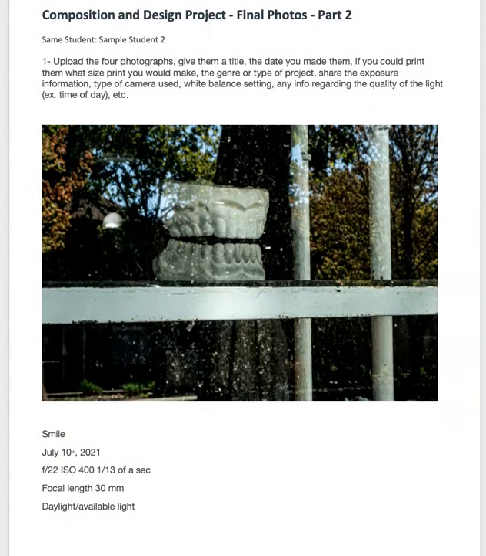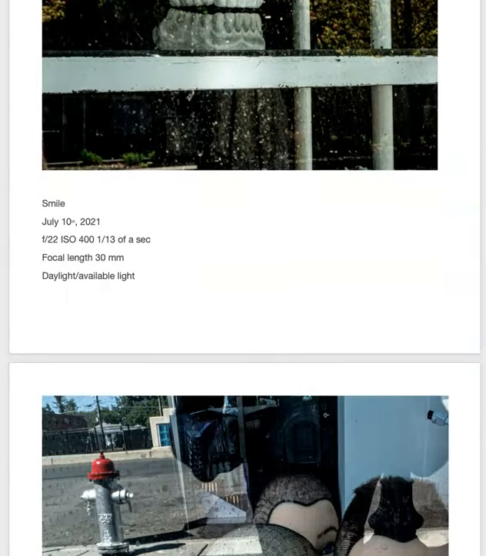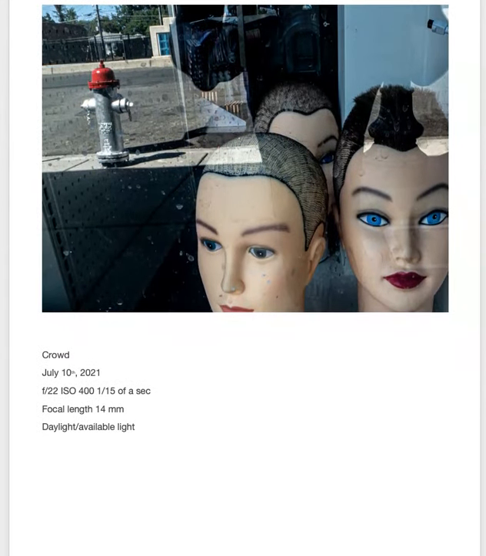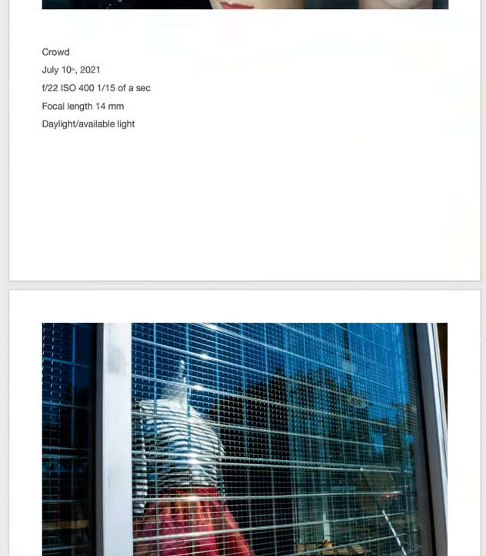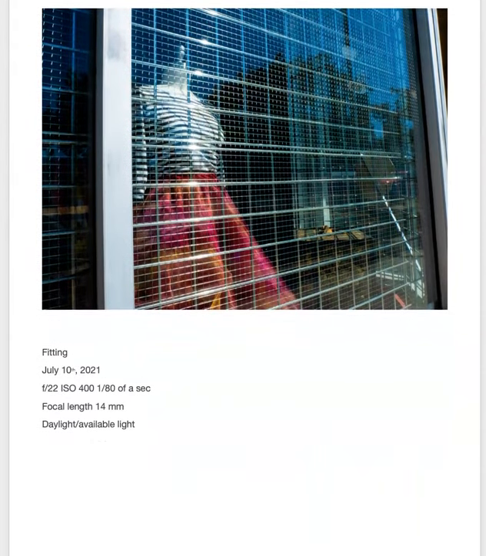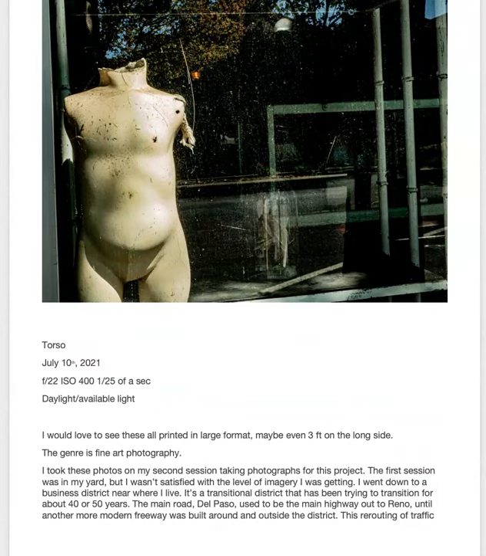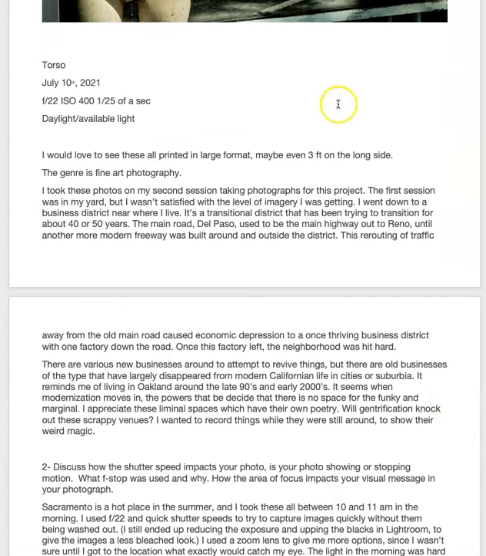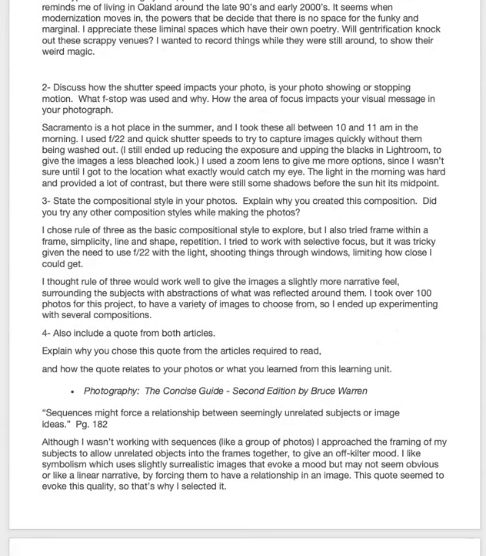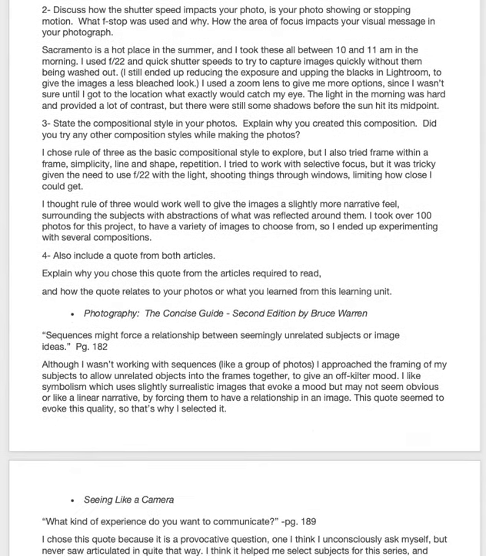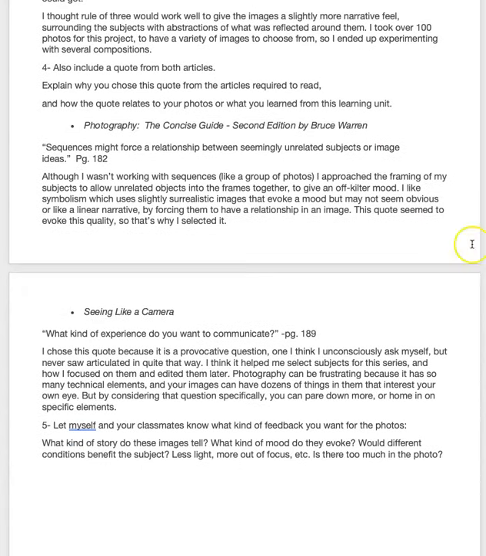And then these are the final images made by student number 2. There are 4 images with the title and the information that I asked for, the exposure, the quality of light. I think I also wanted the compositional style. Do the best you can. I realize it's a lot of work, and hopefully looking at this video helps you to understand all the various expectations. That's why I'm making it. So then talking about the size, the genre, more information about the photographs, talking about showing motion, stopping motion, so some of the things that we talked about in the manual mode lecture, compositional style, and then 2 quotes from the articles that you were required to read.